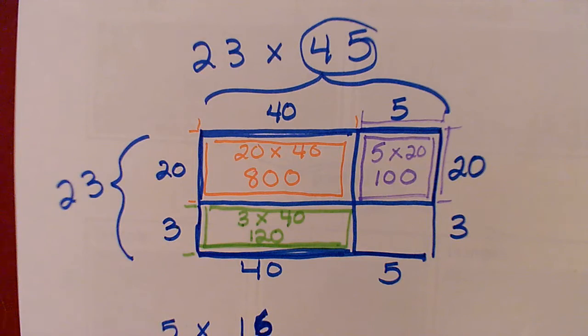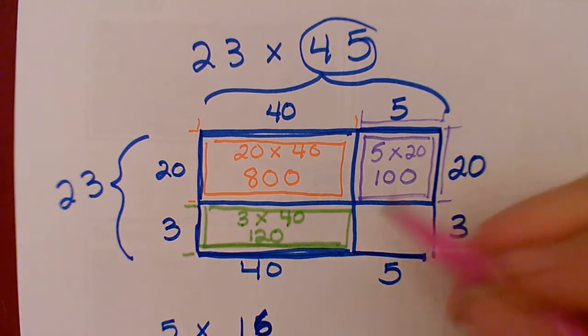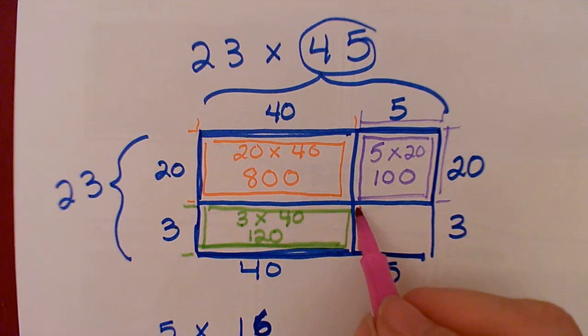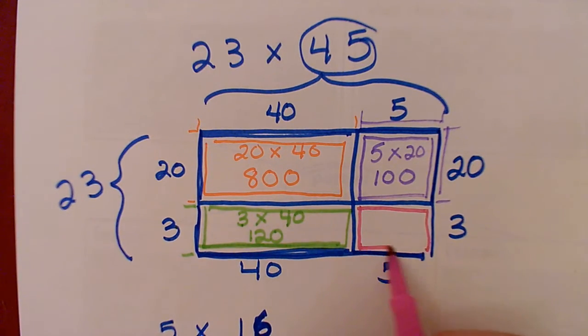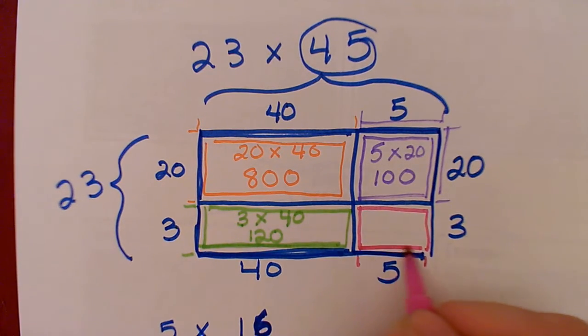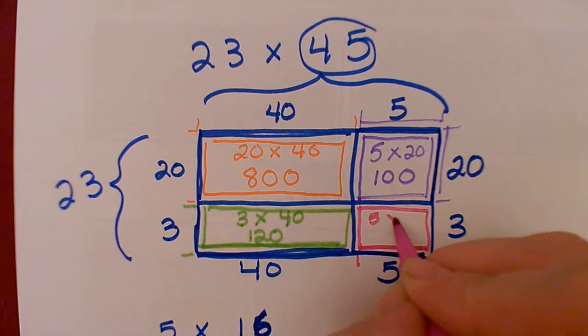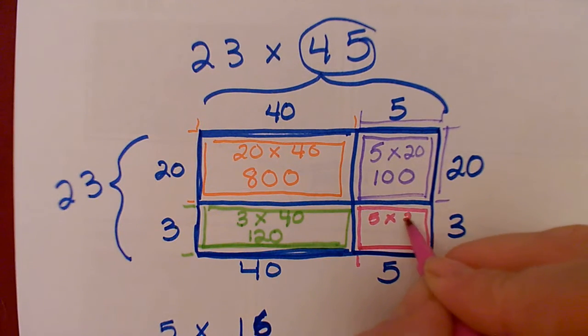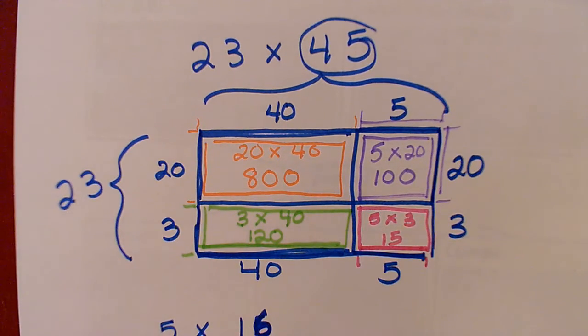And now we're going to do that last one. So I'm going to grab another color. So here we go. Now we're going to do this box, this rectangle. This one's going to be 5 by 3. From here to here is 5, so this side is 5. And this side is 3. And 5 times 3 is just 15.